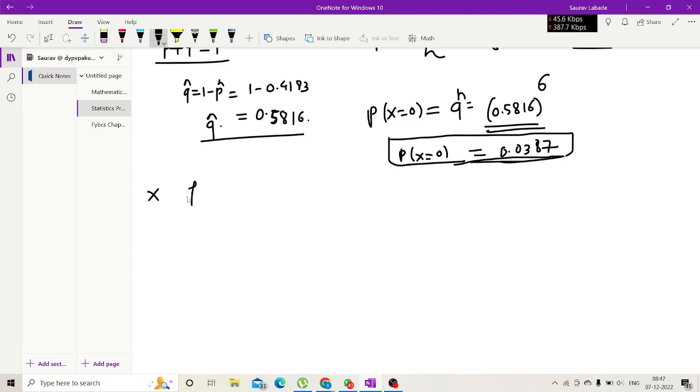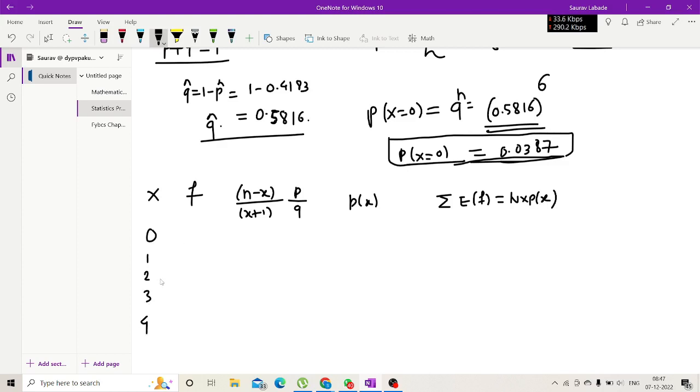So the first is the x, then f, then (n minus x) upon (x plus 1) into p by q, and then probability of x, then summation of expectation of f, right? Where expectation of f means n into probability of x. So here are my values 0, 1, 2, 3, 4, and the values with respect to frequencies are 4, 31, 20, 18, 14, 8, and 5.